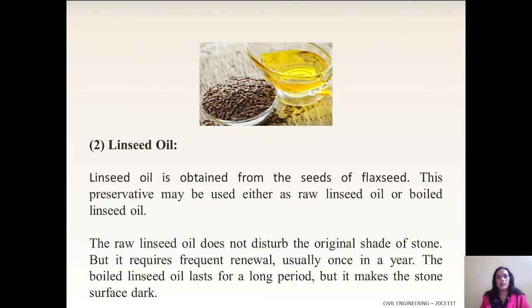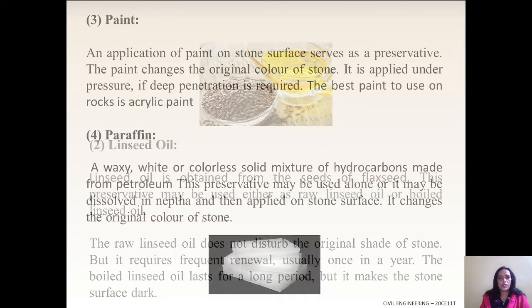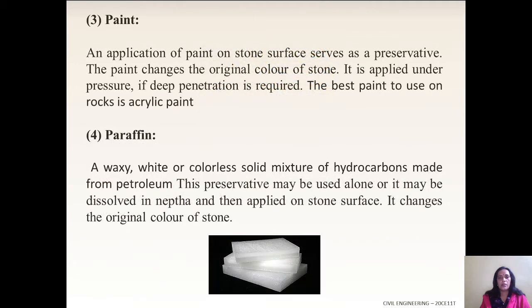The linseed oil is obtained from the seeds of flaxseed. It is a preservative used either as a raw linseed oil or boiled linseed oil. The raw linseed oil, if you are using it, should be used frequently or at least once in a year for the maintenance. The boiled linseed oil lasts for a long period of time and it makes the stone surface black. Then the other preservatives can be the paint and paraffin.